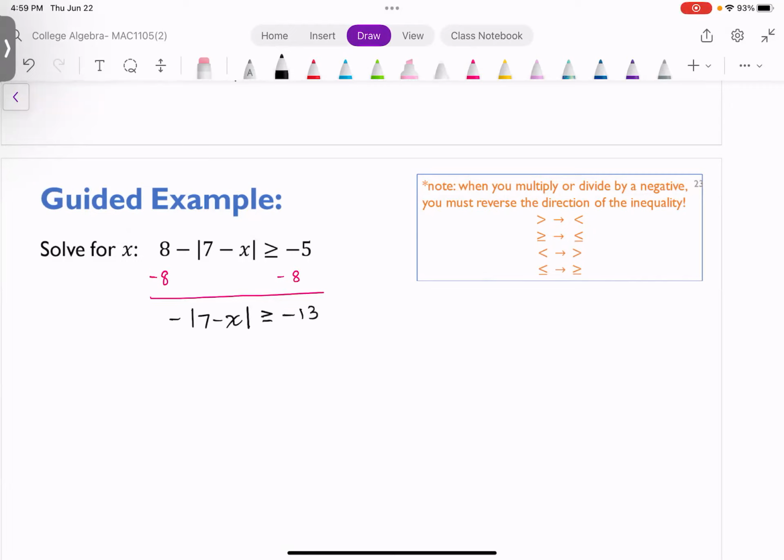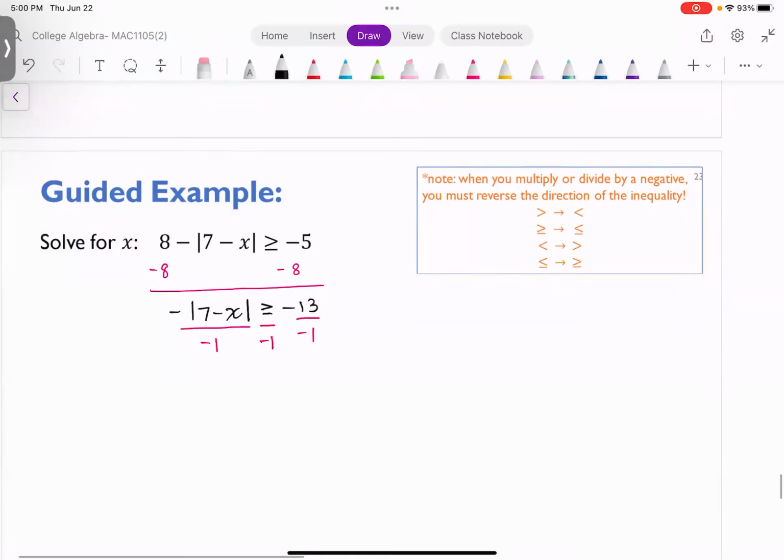Now I'm going to divide every term by -1. I like to go ahead and show that I'm also dividing my inequality symbol by -1 as well. That's because I need to remember that whenever I divide or multiply both sides of the inequality by a negative number, I reverse the direction of the inequality.